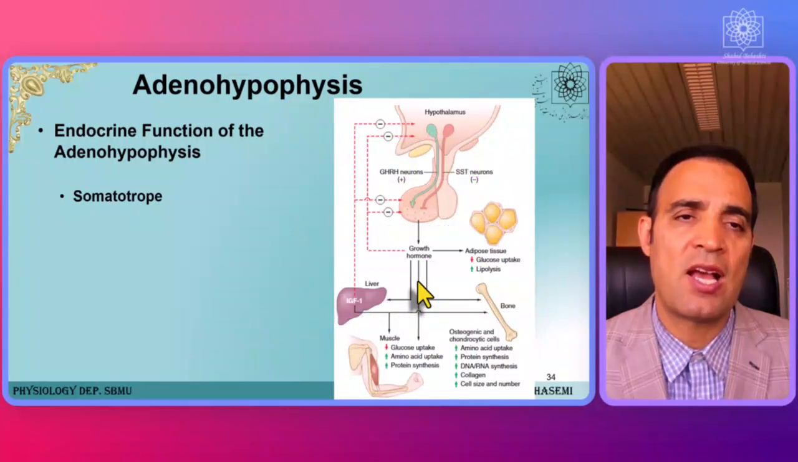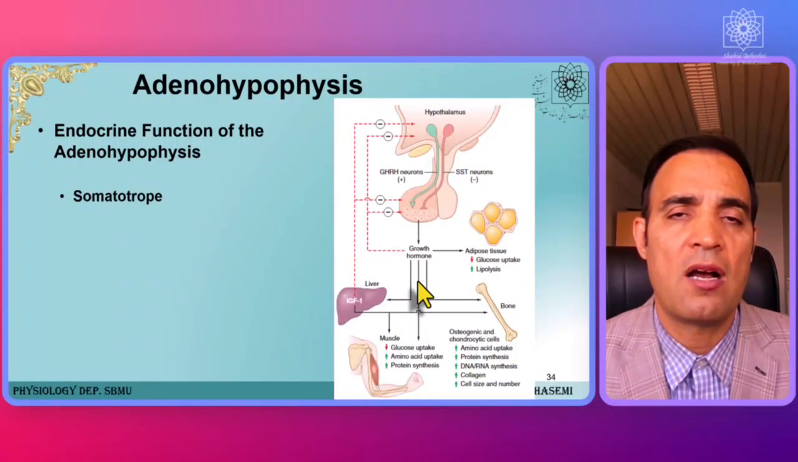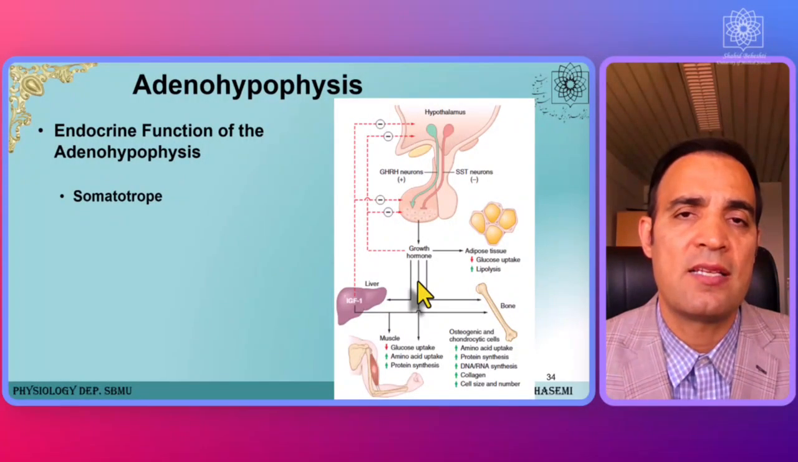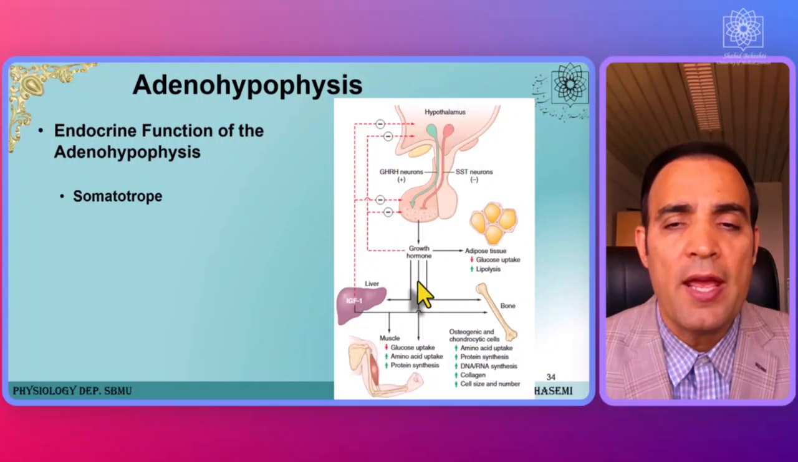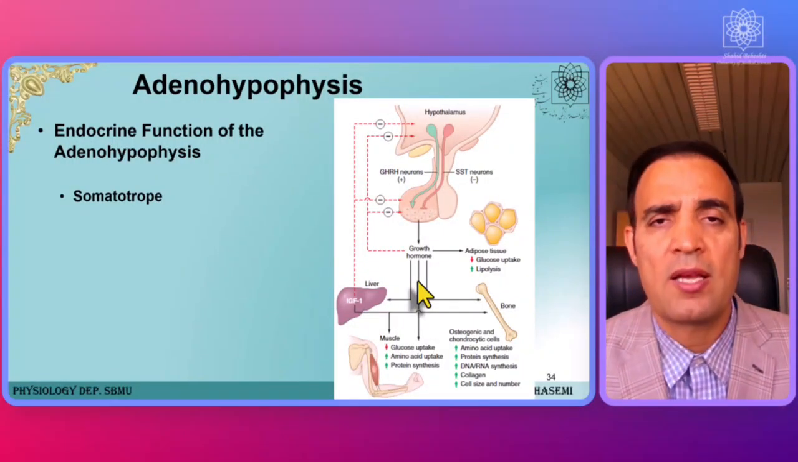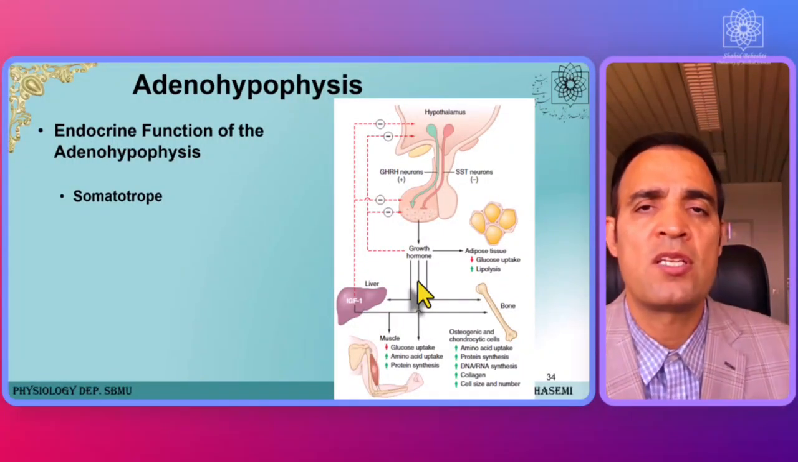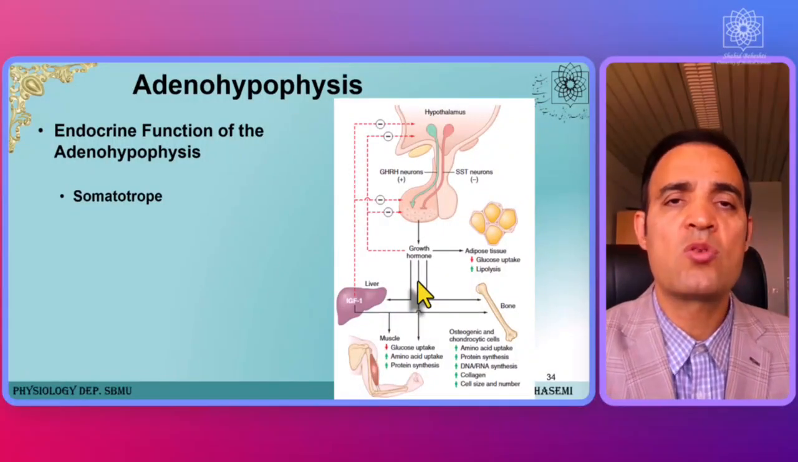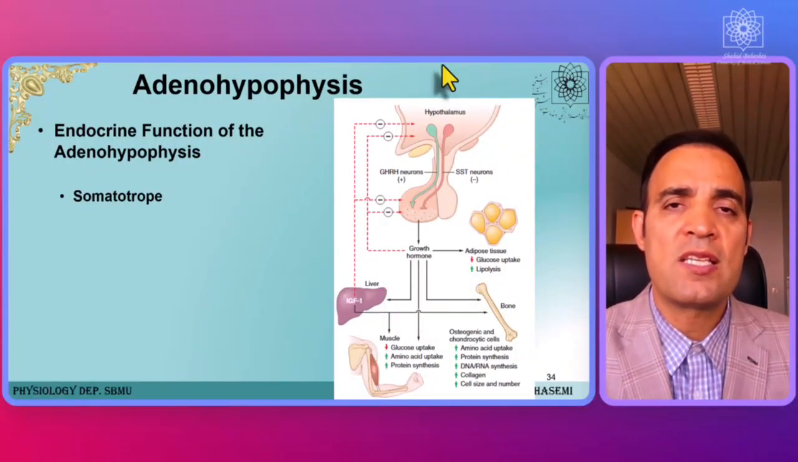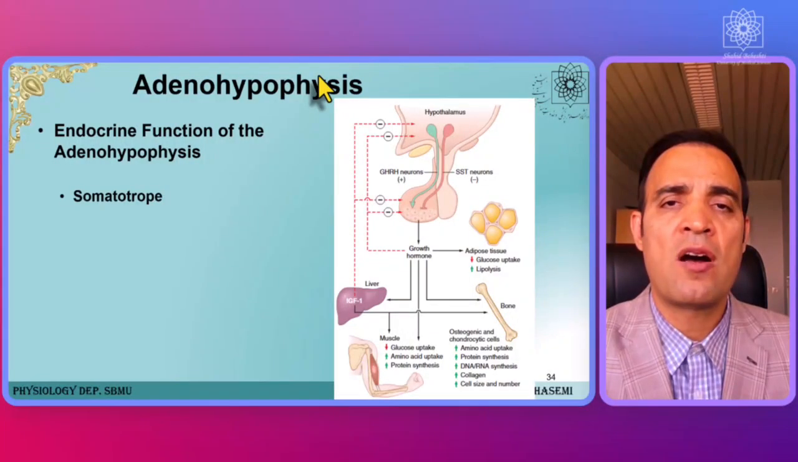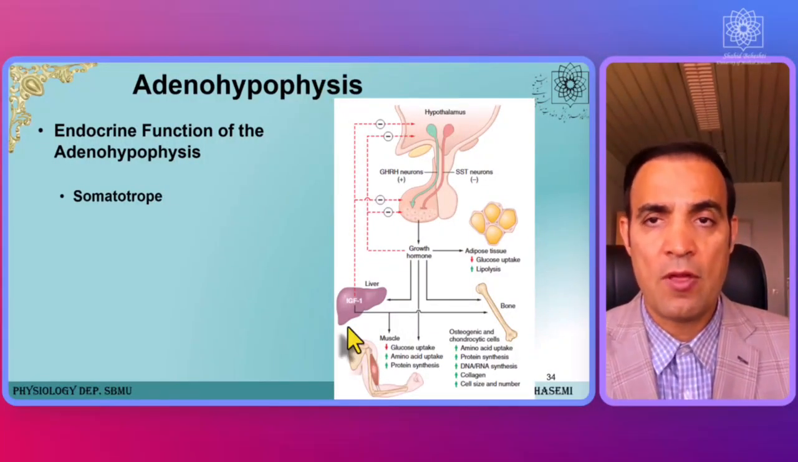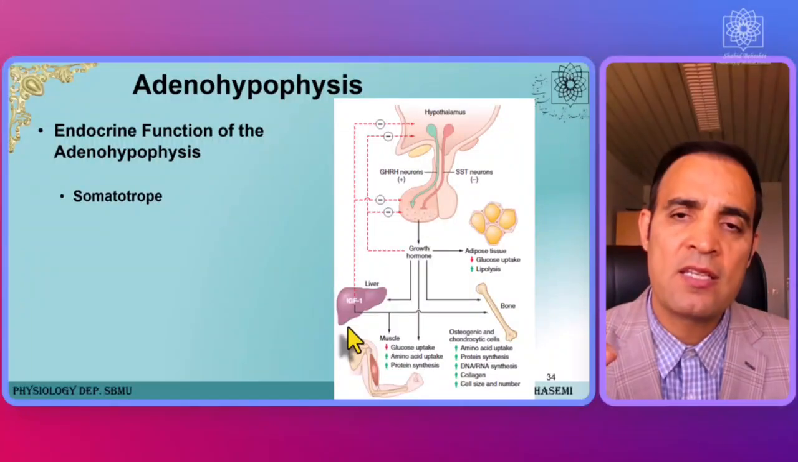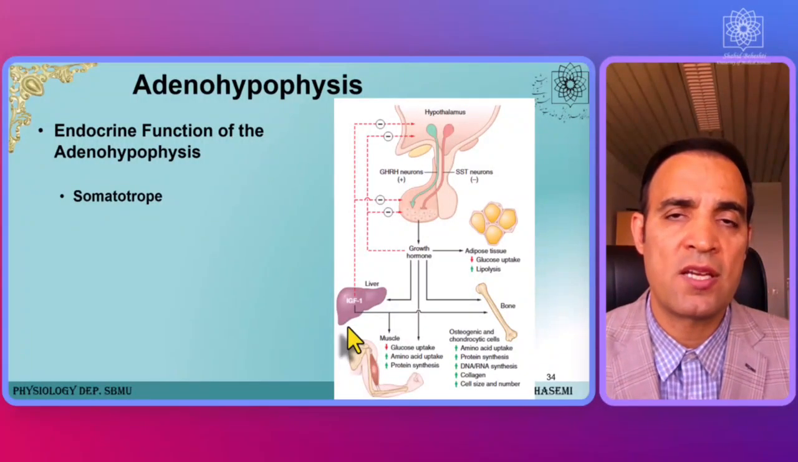The final cell that we have in the adenohypophysis is the somatotrope. You know that the somatotrope is responsible for releasing a hormone named growth hormone. Growth hormone, again, is a part of the endocrine axis. The hypothalamus affects the pituitary gland to release growth hormone.